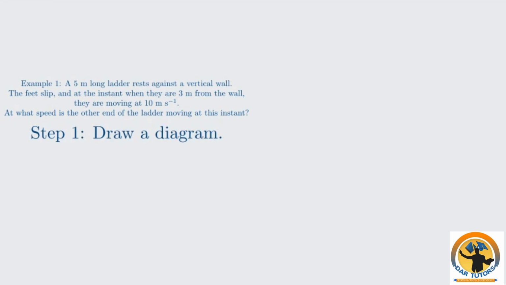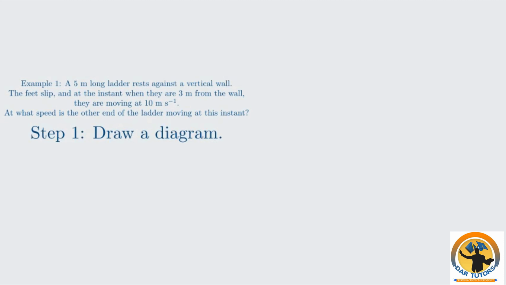Let's apply this method to our ladder example. This is a standard problem you should be comfortable with. A 5-meter-long ladder rests against a vertical wall. Its feet slip, and at the instant when they are 3 meters from the wall, they are moving at 10 meters per second. We need to find the speed at which the other end of the ladder is moving at this instant. Step 1. Draw a diagram.